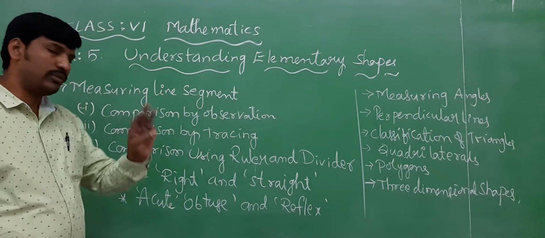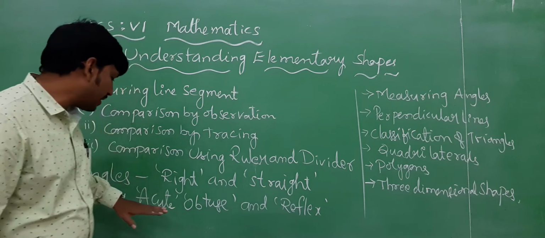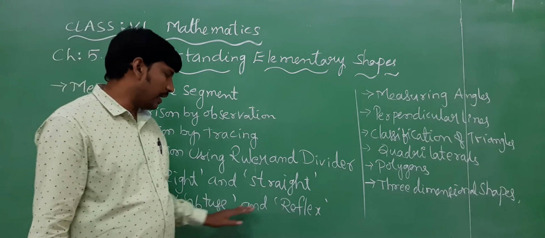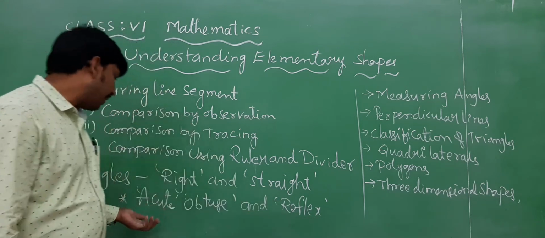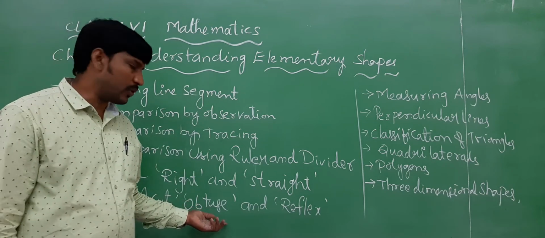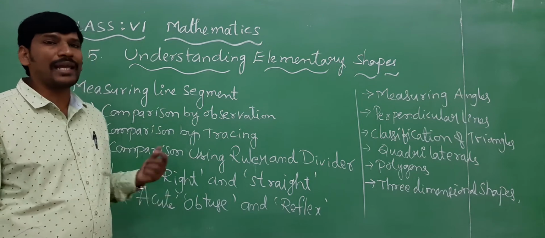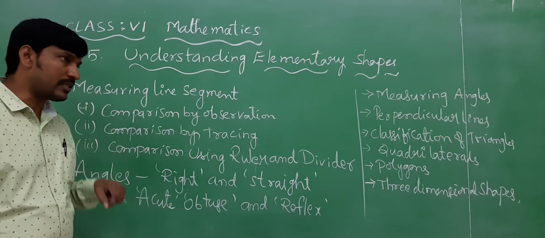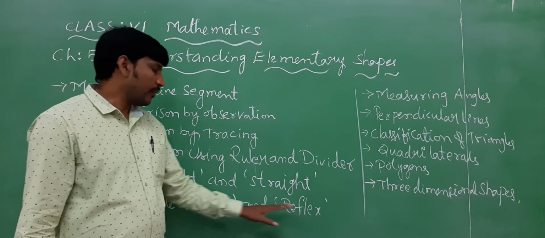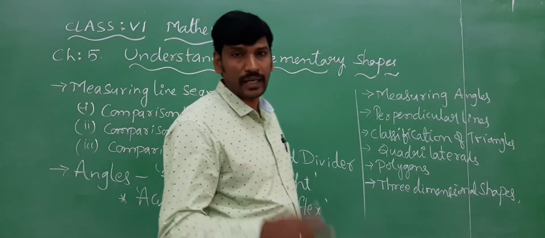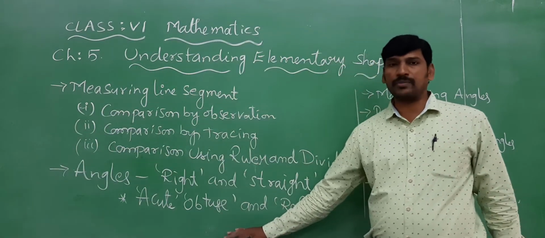In angles we have three types of angles. One is acute angle, obtuse angle and reflex angle. What is acute angle? What is obtuse angle? What is reflex angle? So when we can say the given angle is an acute angle, when we can say the given angle is obtuse angle, when we can say the given angle is reflex angle, that we are going to discuss in this concept, angles.